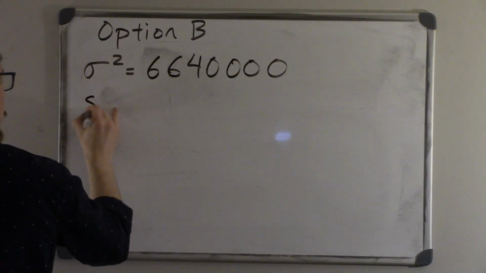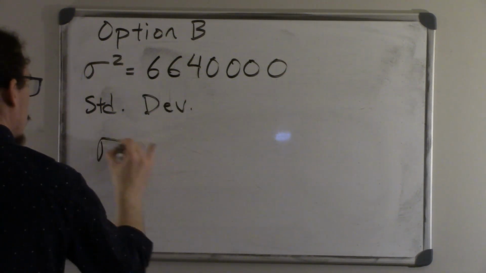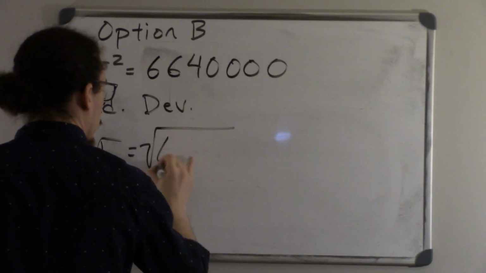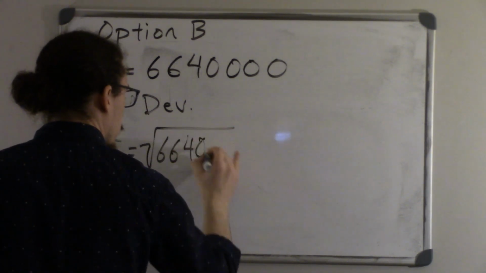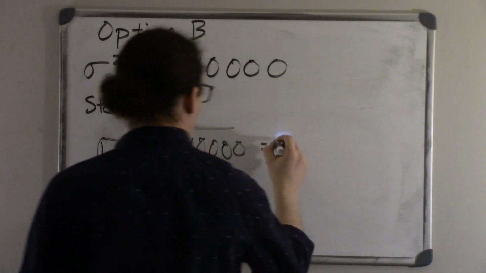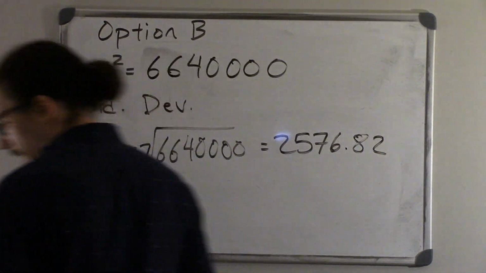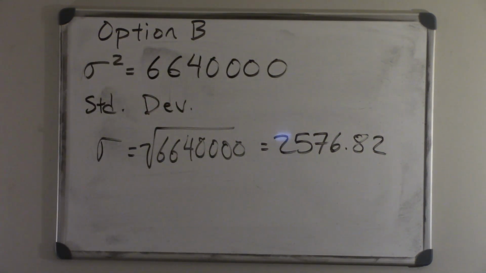6,640,000. And of course, if we want to find our standard deviation, then that is simply the square root of 6,640,000, which is going to give us 2,576.82.